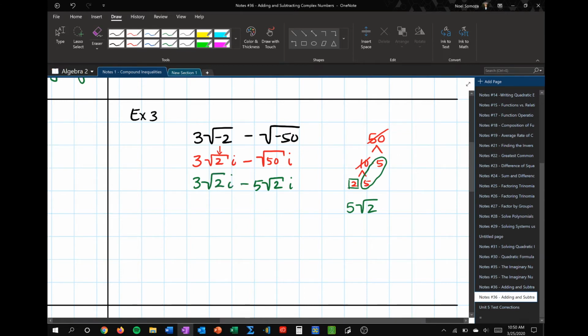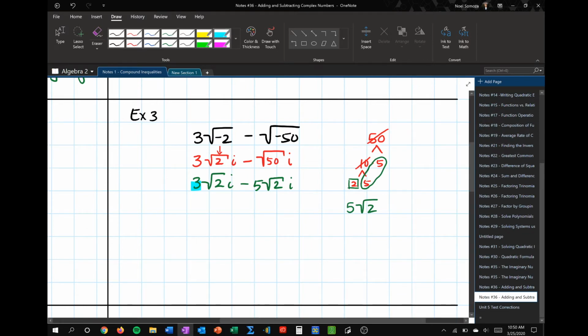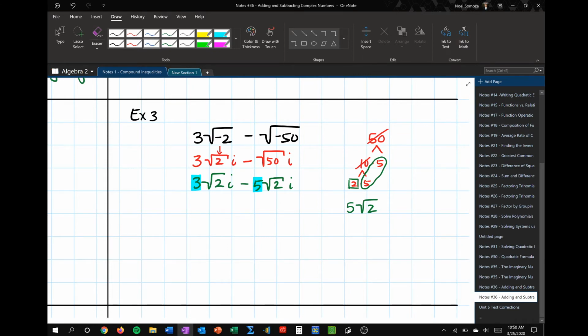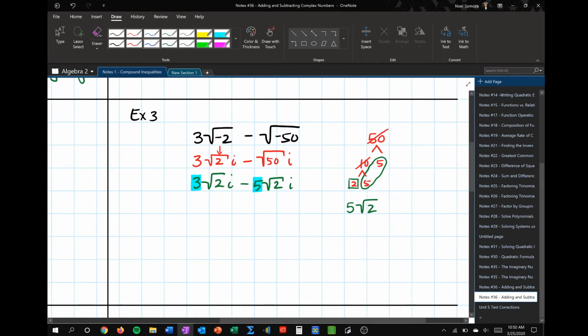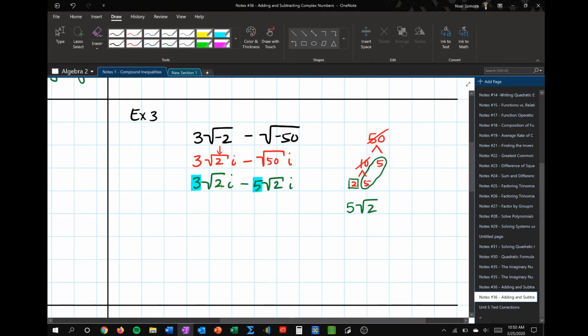Here's where this can become a little bit tricky. You still have to think of these whole numbers as coefficients. Now, you can combine coefficients if they have the same term, like if they had the same variable. You got to check that they both have the same thing. So does the coefficient of 3 have a square root of 2 with I? Yes. Does the coefficient of 5 have a square root of 2 with I? Yes, it does.